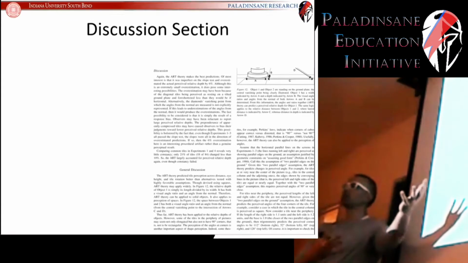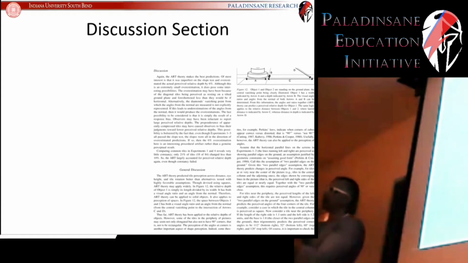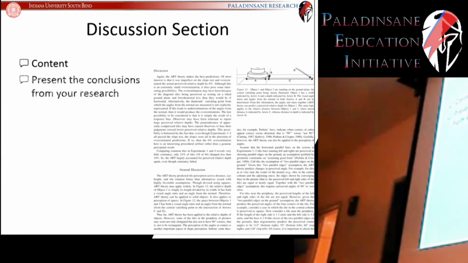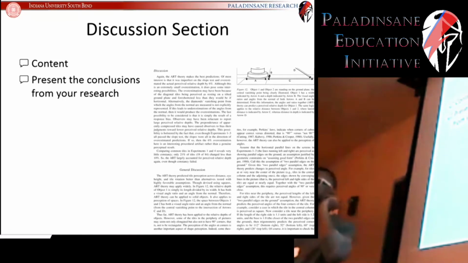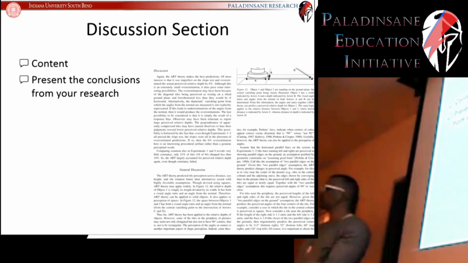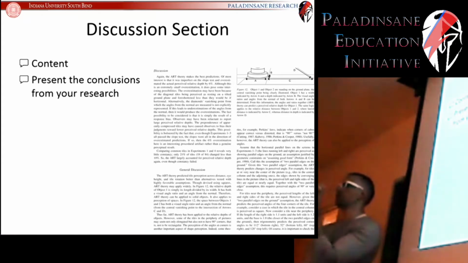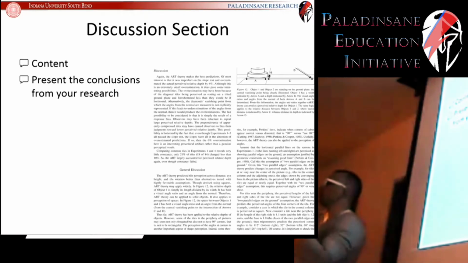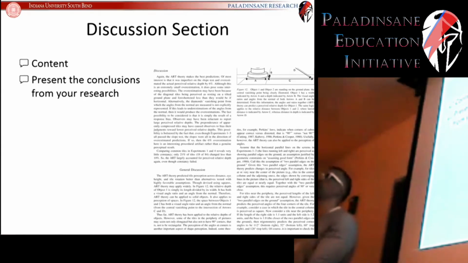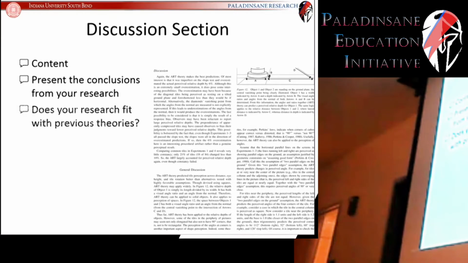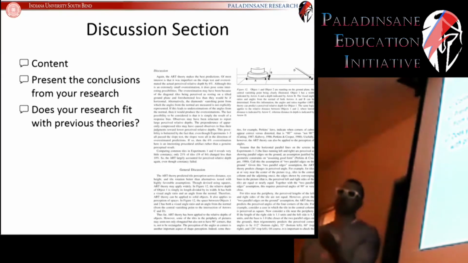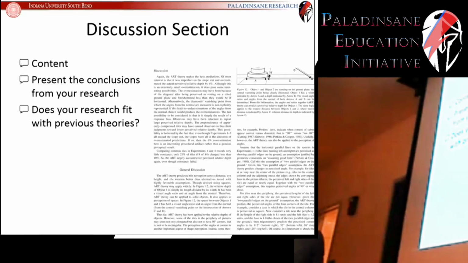We're going to write the ending. What does it all mean for our research paper? And then knowing where we want to end up is going to help us figure out how to write that introduction. So in terms of the content of the discussion section, this is where you finally present the conclusions of your research. The results section told the reader what you found. What were the results? What were the numbers? What were the differences between the different groups? The discussion section is now where you say what those differences mean. What do those numbers mean? What are the implications of that information from the results section? So you want to present the conclusions from your research. You want to indicate whether your research fits with previous theories or does not fit with previous theories.